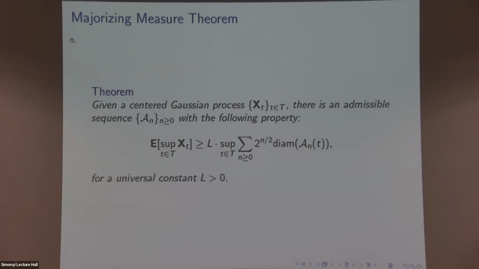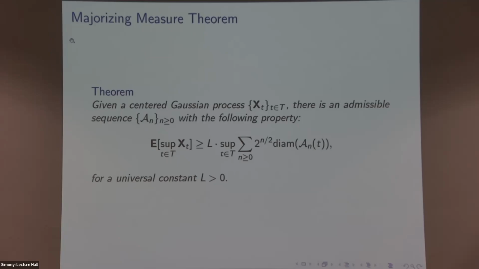Okay. The majorizing measure theorem, it is always true that no matter what admissible sequence you create, the sup over t of the sum of 2 to the n over 2 times the diameter is always an upper bound on the expected sup. But there is a clever way to choose an admissible sequence so that this is also a lower bound. So in some sense, the majorizing measure theorem completely characterizes the supremum in terms of these admissible sequences.